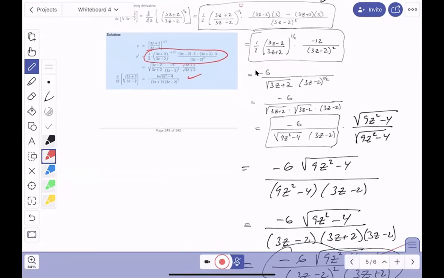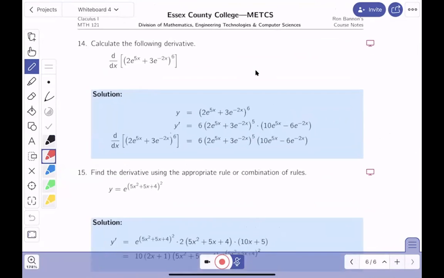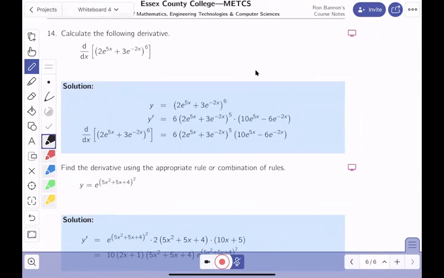And I think there's some more problems. Yeah, 14 and 15. Relatively simple. Let's just go through it one at a time. And I'm going to say they're relatively simple problems. What do you get? Because we're getting better with the chain rule. It's going to be 6 times 2e to the 5x plus 3e to the minus 2x raised to the power 5.